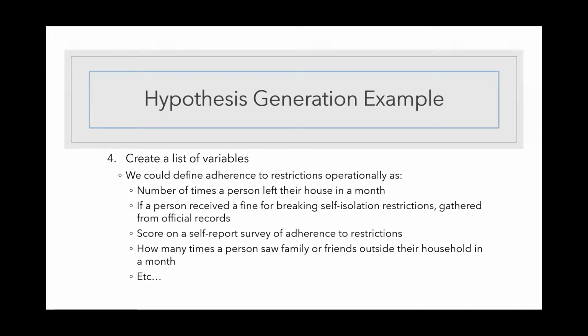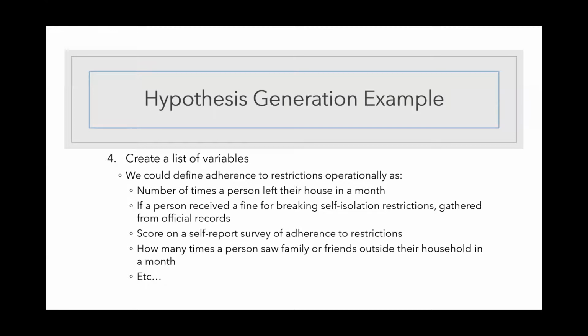There are a couple of ways I could do this. I could measure the number of times a person left their house in a given month during the pandemic, either by self-report or by installing a camera in participants' doorways. Of course, there are ethical issues with this. You could gather official records that state if participants had received fines for breaking restrictions. You could possibly develop a self-report questionnaire of adherence to all self-isolation restrictions. You could ask participants to self-report how many times they saw friends in a month. So there are a lot of options of how to operationally define this outcome variable or dependent variable.